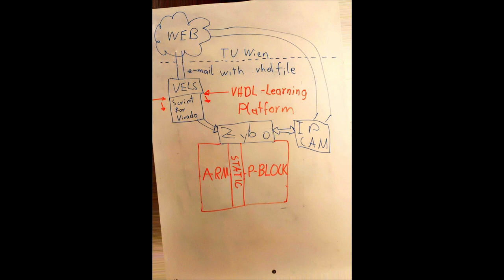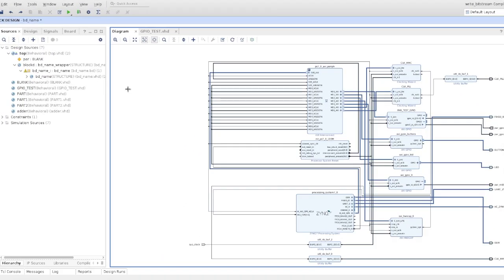Actually, the script on the VELS server dynamically generates new bit files for our FPGA, which will be automatically implemented in the P block. The user can watch the differences via webcam. Additionally, the user is also able to control and set inputs and outputs of his files.